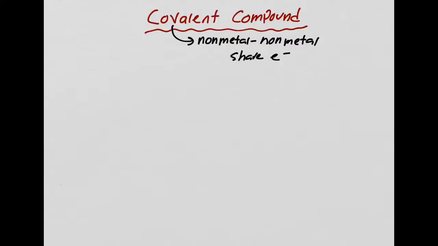Okay? Now, if you remember, ionic compound was different. Ionic compound, the metal would lose, the non-metal would gain. Because ionic compound was when you had a metal and you had a non-metal. One of them wanted to lose and the other one wanted to gain. It was great. It was a balance of charges.